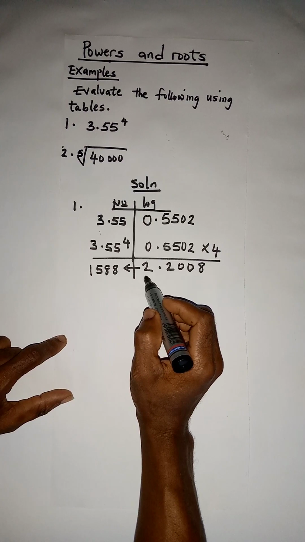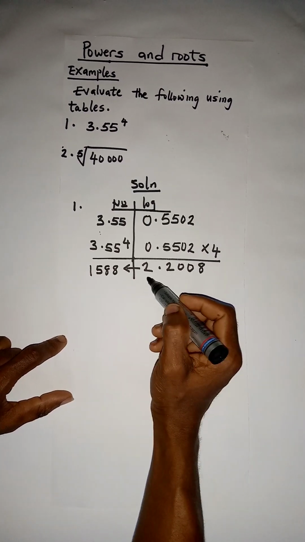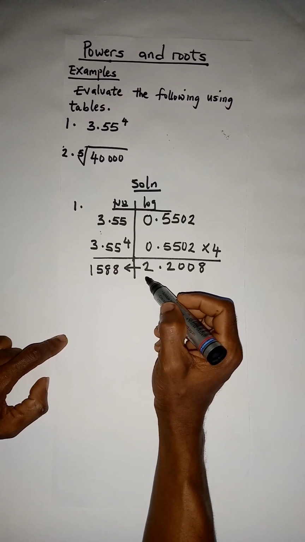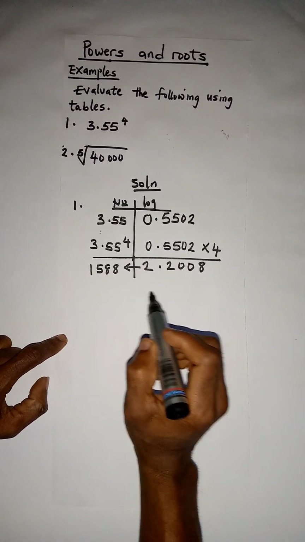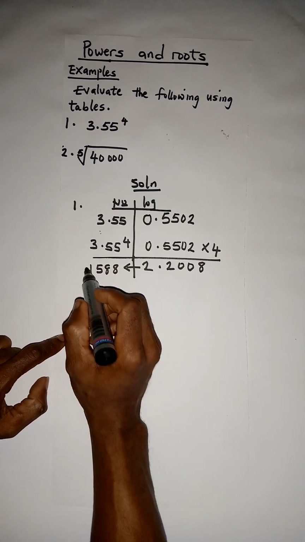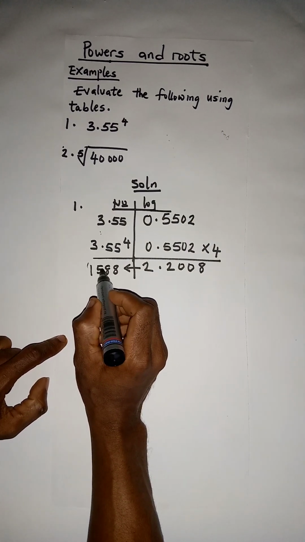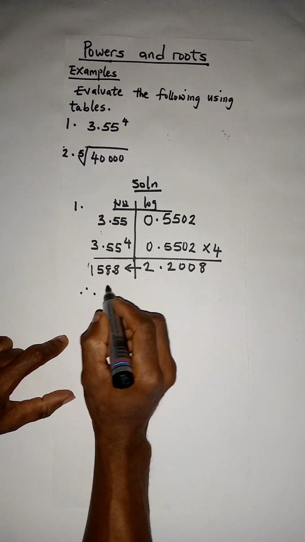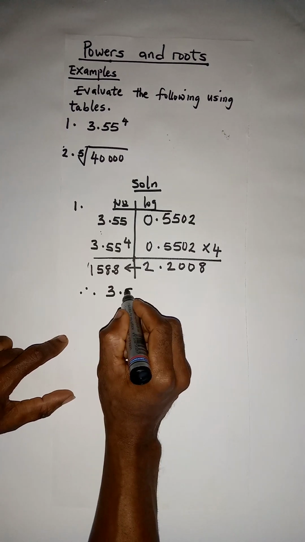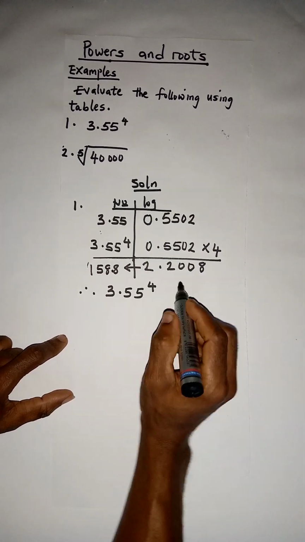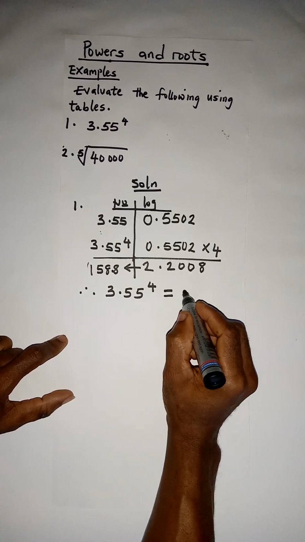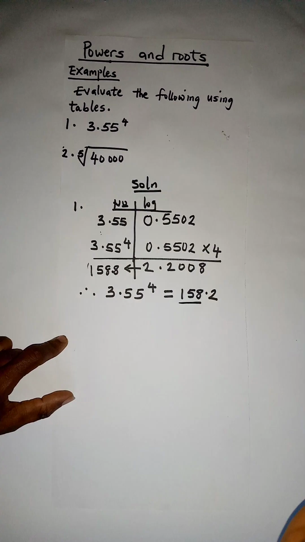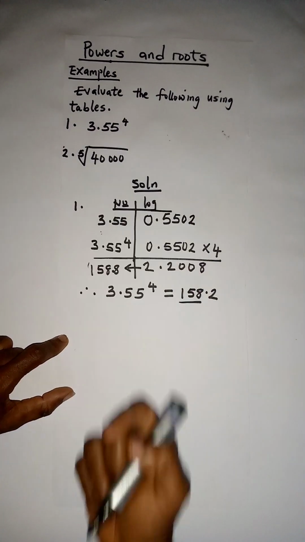But remember, this 2, we've not worked with it, and I said 1 will be added to this. So 1 plus 2, we're going to have 3. So that means I'm going to move my decimal point 3 places in the anti-log. If I move it 1, 2, 3, I will have my point here. So therefore, we can say that 3.55 raised to power 4 is equal to 158.8.